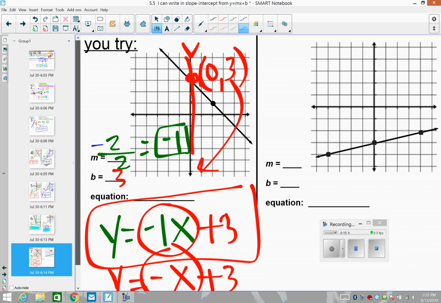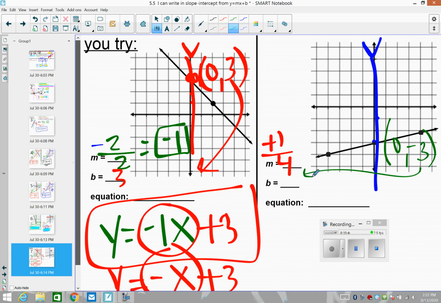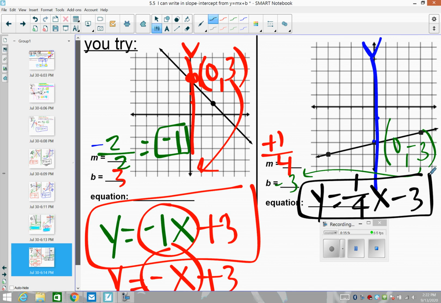We have a positive slope here, so make sure that you have a positive slope. Our rise is 1. Our run is 1, 2, 3, 4. My y-intercept is the place where the graph crosses the y-axis, so let's check it out. Negative 1, negative 2, looking like negative 3, so at (0, negative 3). So that's my b value. My equation then is y equals 1/4 x minus 3. Check it out, 1/4 x minus 3.